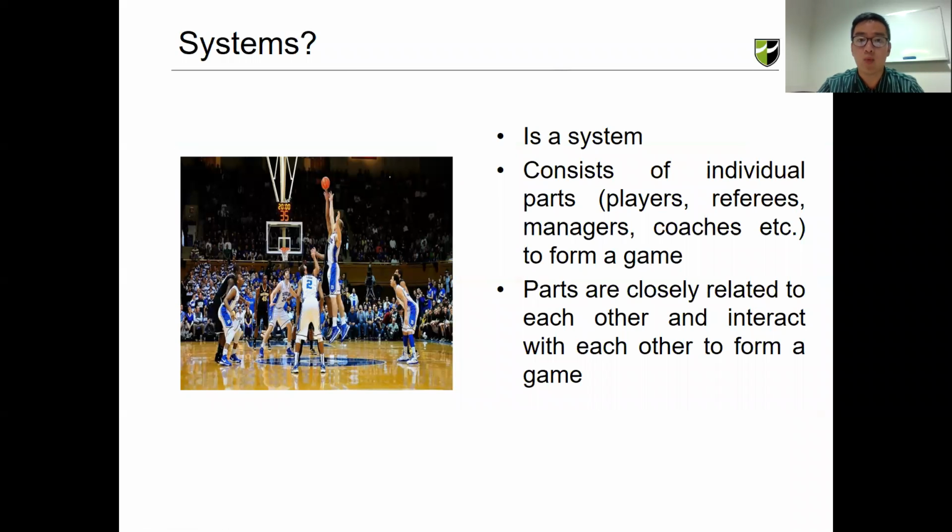And remember in your worksheet, we were asking you whether a pencil case is a system. Because the parts of a pencil case do not interact with each other, a pencil case is not considered a system. Whereas a basketball game is made up of the referees, the players, and the coaches. There are so many people involved, so many different parts, and they interact with one another. They are closely related. So a basketball game is a system.